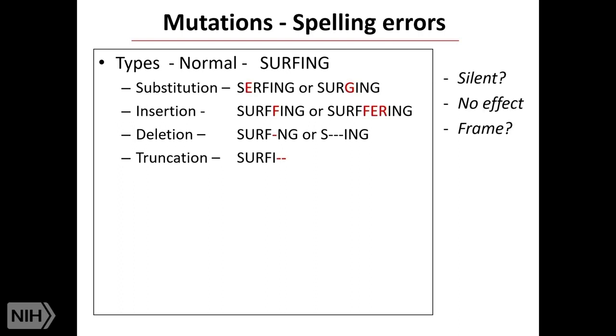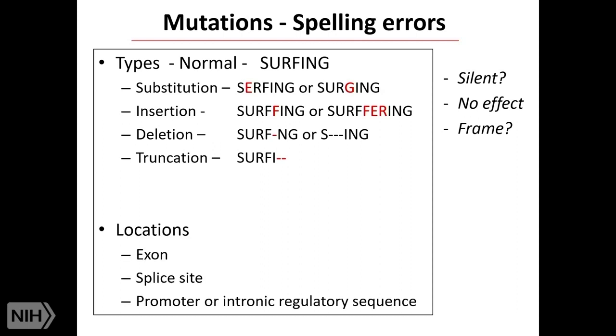Problems, well, you can have a silent mutation that does absolutely nothing. It could even change the amino acid but still not actually have any major effect. Or you could have a change in the frame, but sometimes that can be corrected as well.